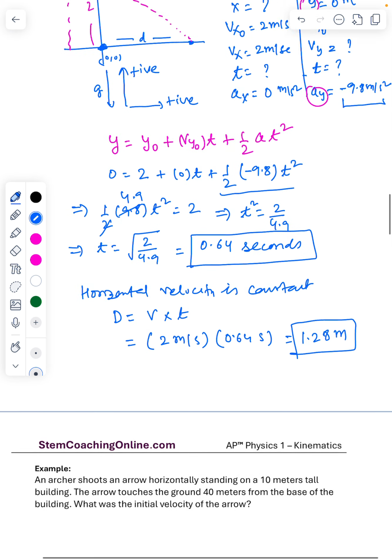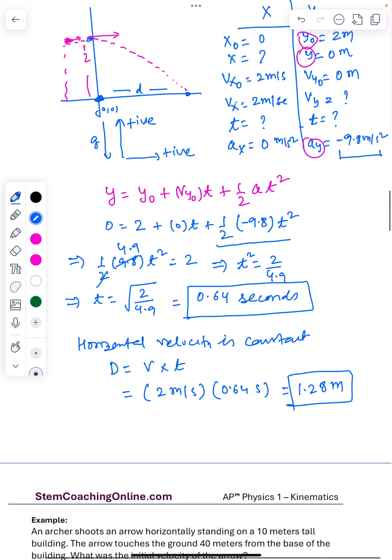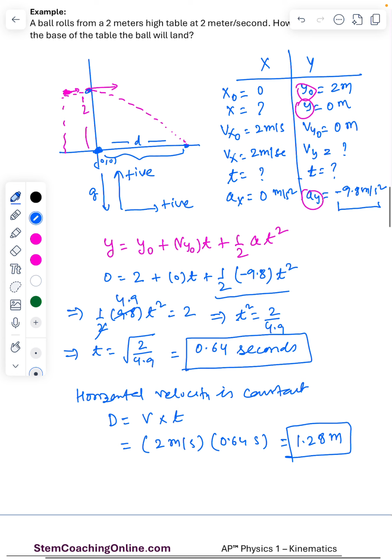So this is the horizontal displacement, which means the ball will land 1.28 meters from the base of the table on the ground. That is what the question is asking, and this is the answer.